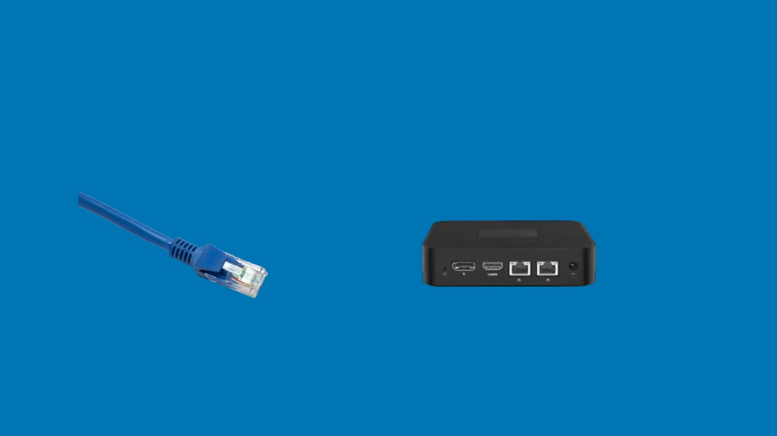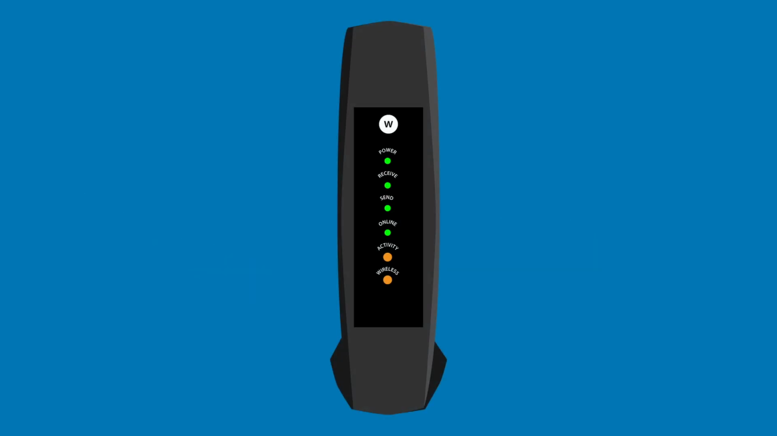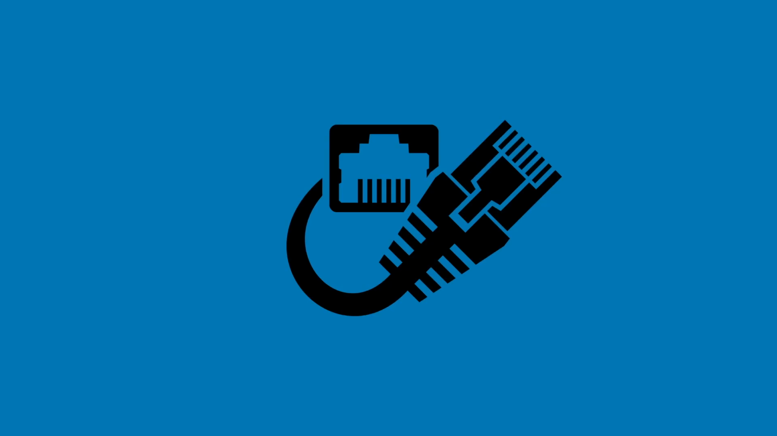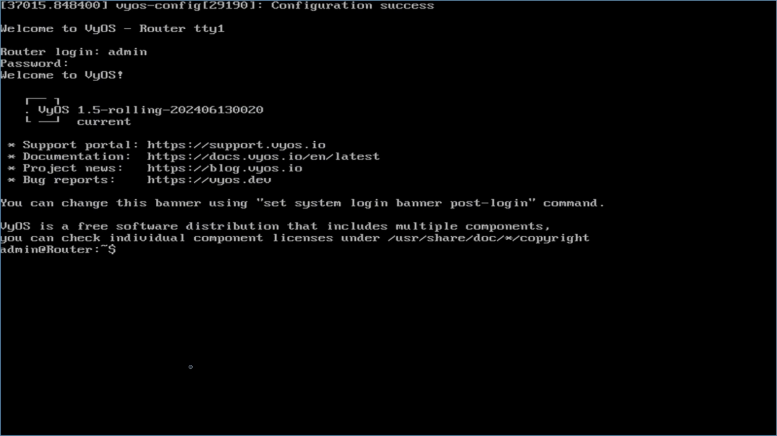Now, we're going to want to plug an Ethernet cable into your router and another device. This other device doesn't need to be your internet connection, but it needs to be a device that is turned on. For instance, you could plug into your gaming console, a laptop, desktop, etc. Really, anything with an RJ45 connection available. Now, let's see what port you're plugged into. Let's run the show interfaces command.